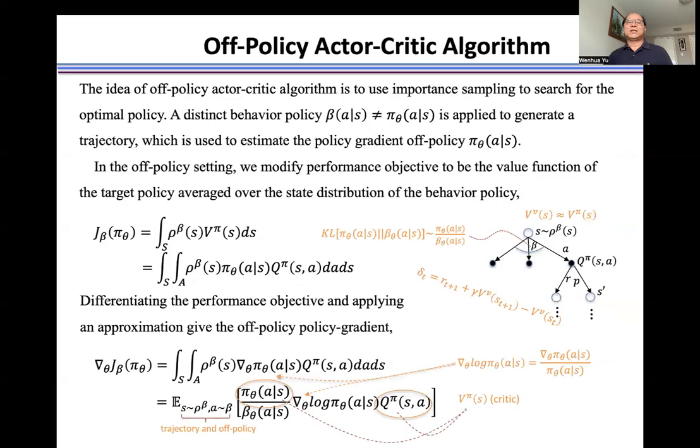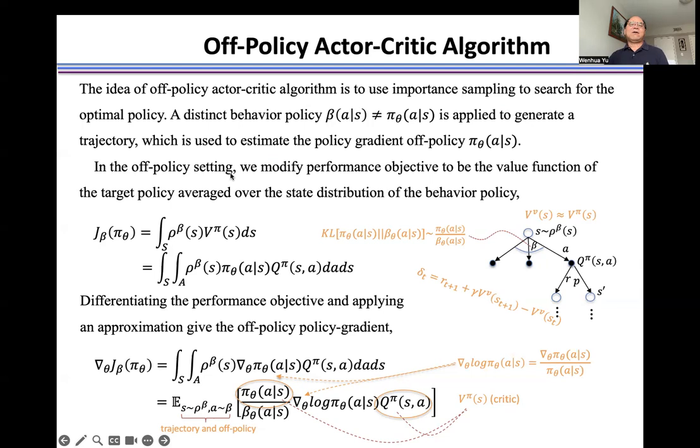They use the off-policy actor critic method. Off-policy means the trajectory is not generated online by the policy; it comes from somewhere else. Let's say we have a behavior policy beta. We use this beta policy to generate a trajectory. In turn, this trajectory is used to evaluate the target policy pi, and that's called importance sampling. We use this idea to search for the optimal policy pi.